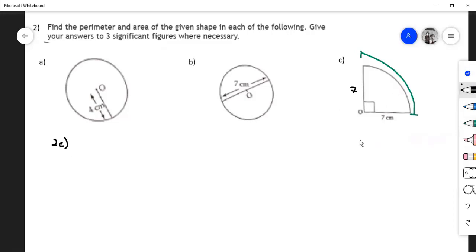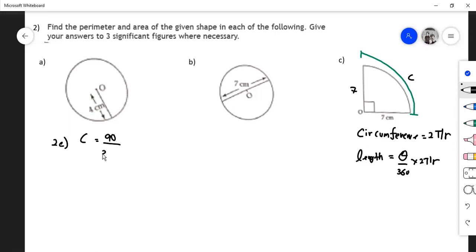Remember, I told you the whole circle circumference? The entire circle circumference, let me just write, the circumference is actually 2 pi r. If I want to find the length of an arc, because we are looking at one portion, it'll be theta over 360 times 2 pi r. So likewise, I'm going to do here, I label this as C. To find C will be theta, which is 90, over 360, times 2 times pi times my radius, which is 7.